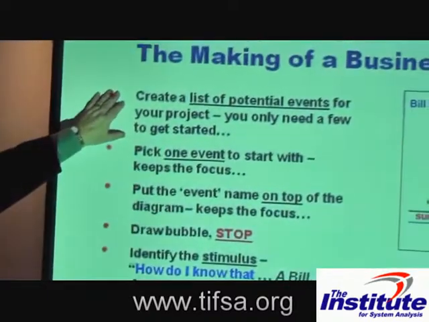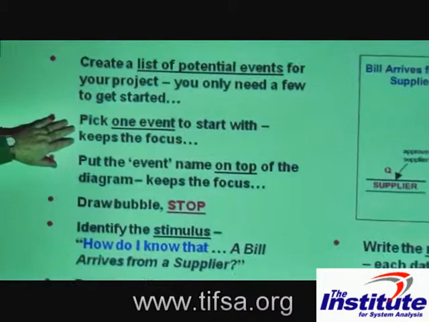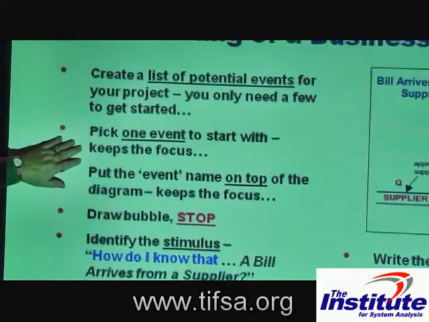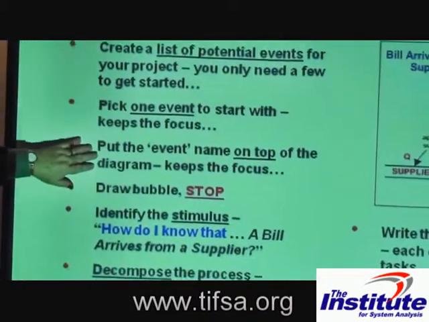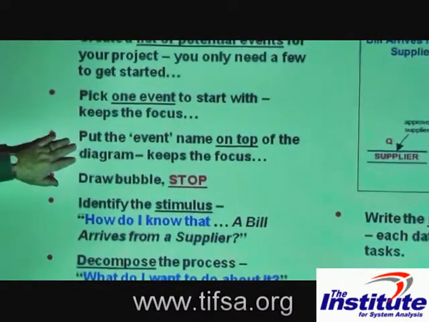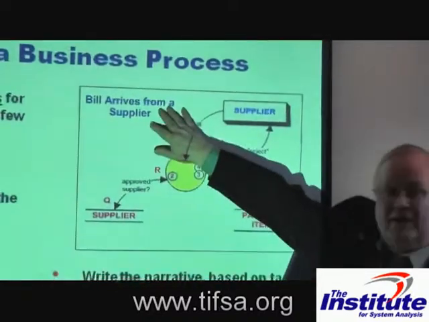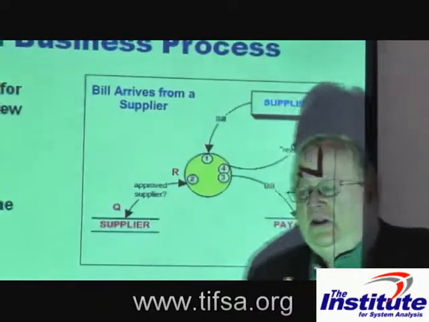So with that list, you pick one event to start with. Stay focused on that one event. Don't go away from that event. Don't go down the different roads that you're going to encounter as you go along. With that one event, put the event name on top of the diagram and keep it focused. You see over here, we have an event, bill arrives from the suppliers. You write that up. Next thing is you draw the bubble.